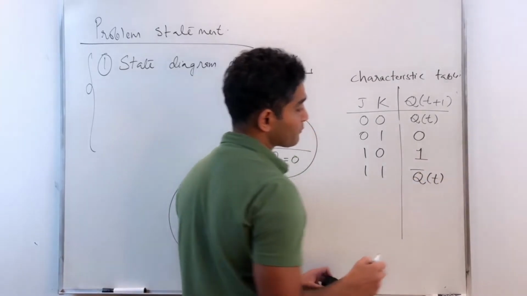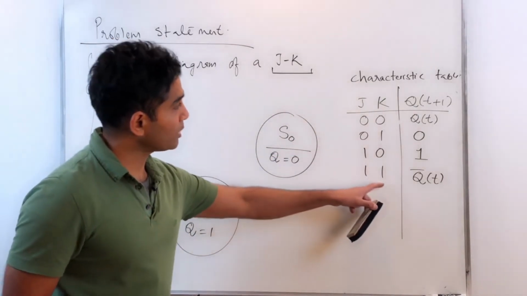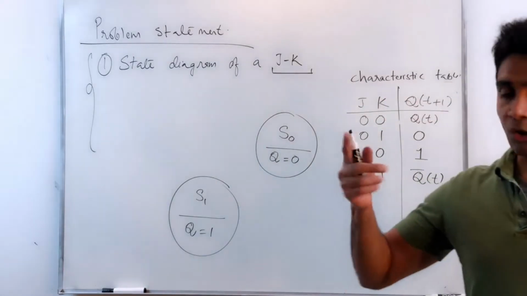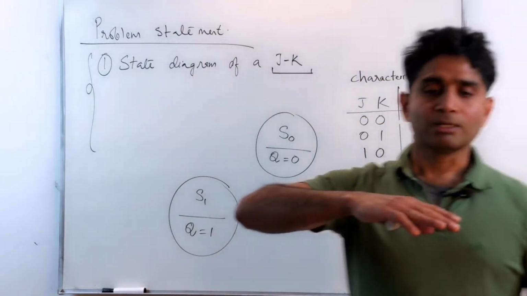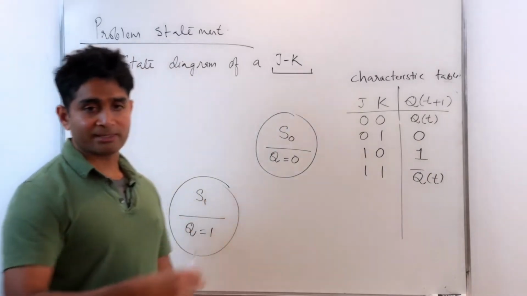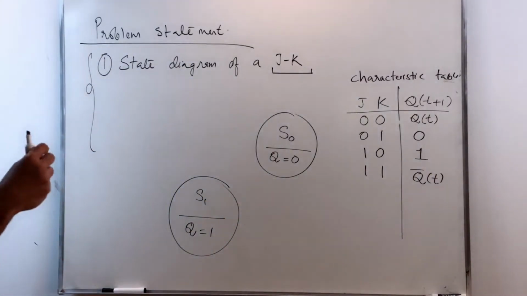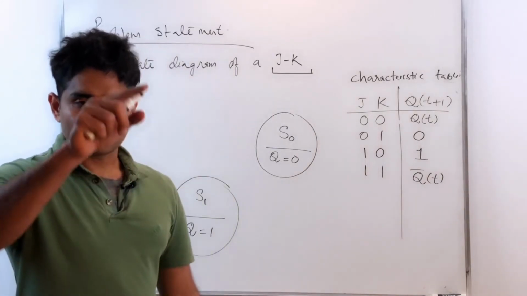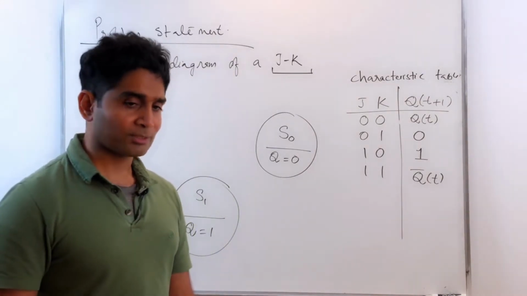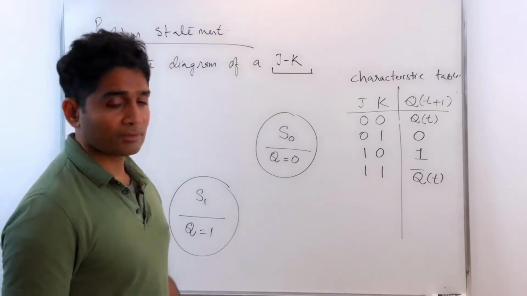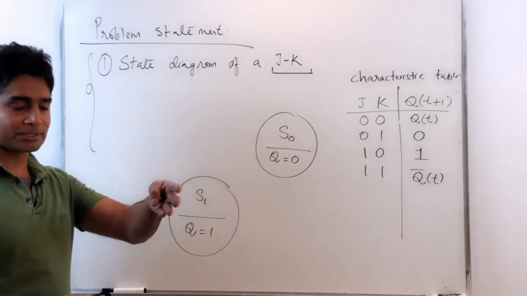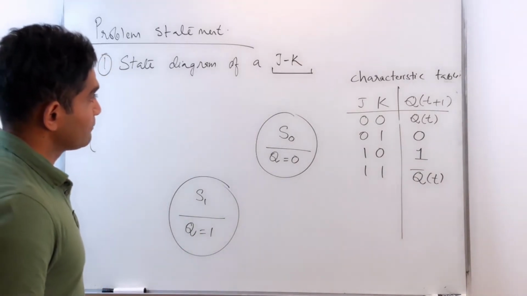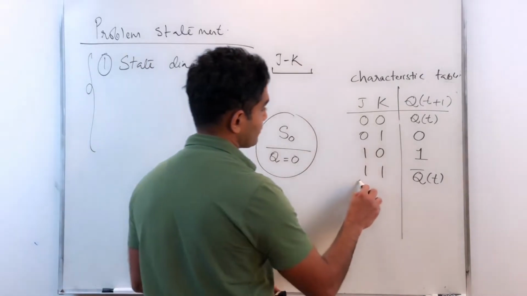So whatever was there before, if I apply J and K as 1, 1, in the next active edge, my output will toggle. Whatever was there before will get complemented. We have seen that in the last class. And with every clock edge, if I keep my J and K constant at 1 and 1, I'll have a square wave produced with half the frequency of the clock, because for every clock edge, my output toggles. So that's the characteristic table for a J-K flip-flop.